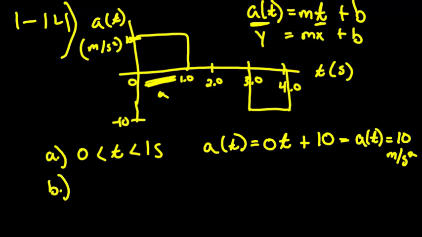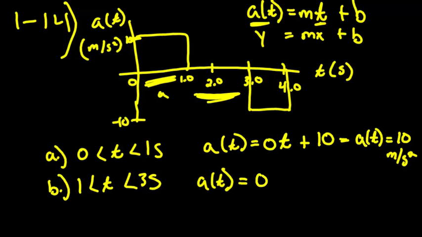Now for B, we're looking at the time interval between 1 second and 3 seconds. Looking at this section right here, we see that there isn't a slope, and the value of the line is actually at 0. So this equation is going to be 0t, because there's no slope, plus our y-intercept, or where this crosses the y-axis. It's at 0, so we have plus 0. So for this time interval, we have A of t equals 0 meters per second squared.